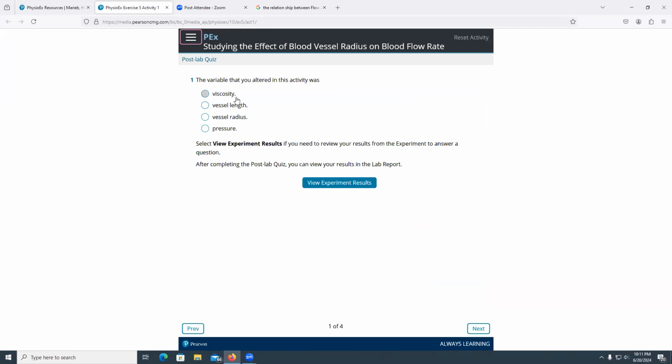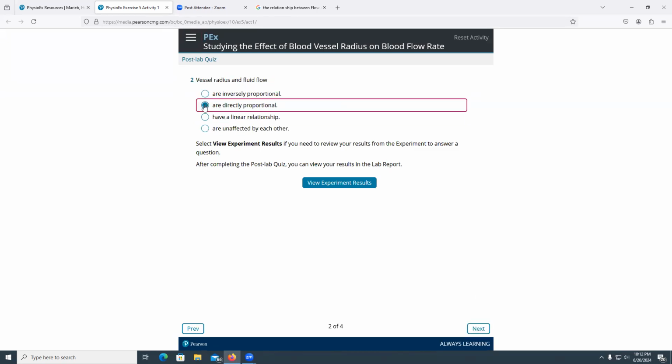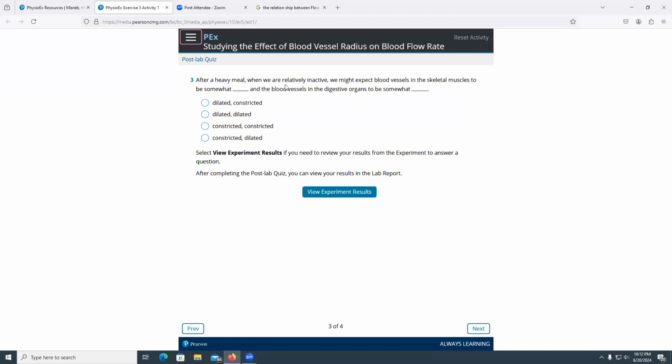The variable that you altered in this activity was obviously the blood vessel radius. And the vessel radius and fluid flow are definitely directly proportional. More exponentially proportional. Non-linearly proportional. They are non-linearly directly proportional. Exponentially directly proportional. Next.